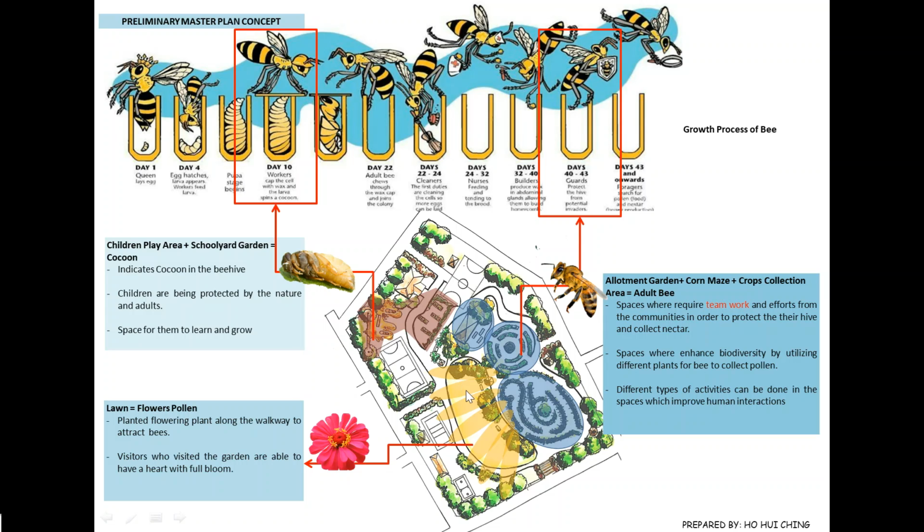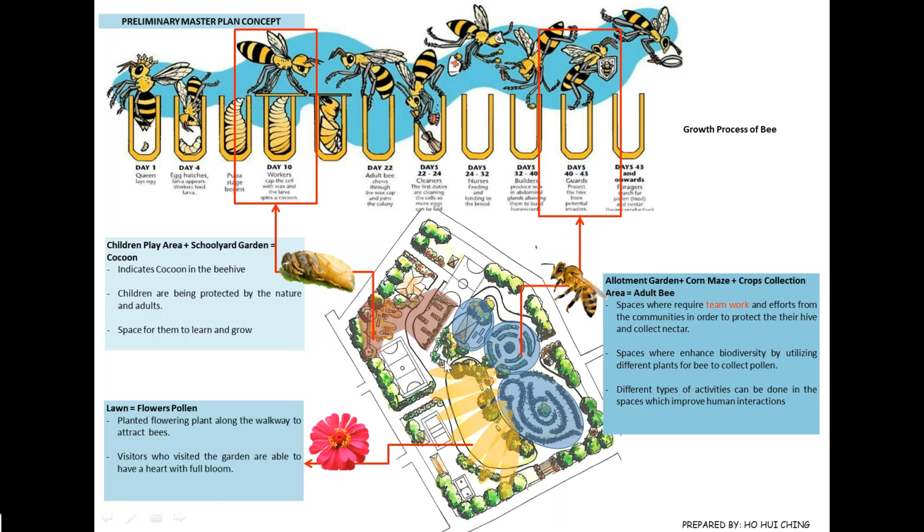In this area, it is also a space that enhances biodiversity, whereby this area will utilize different plants for bees to collect their pollen, to collect their food. Different types of activities can be done in the spaces, which can improve human interactions. For example, the corn maze serves as a play space for adults. The allotment garden serves as a touch point for the communities to increase their food literacy as well. And the crops collection area also serves as a gathering area for the communities.